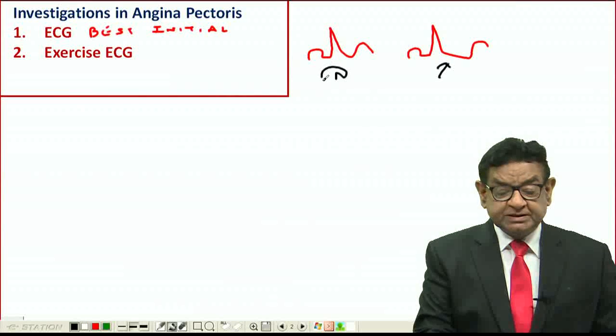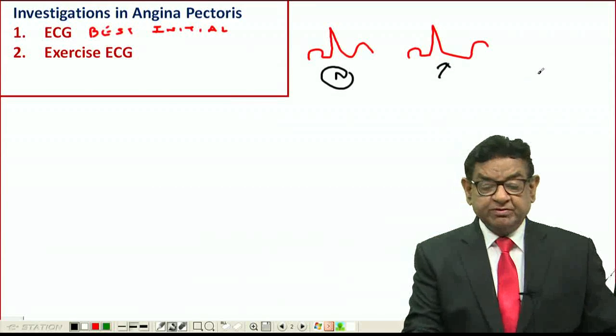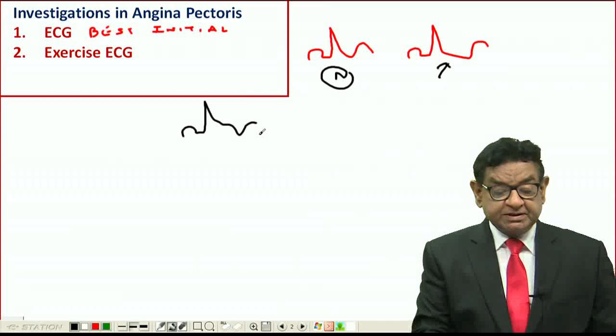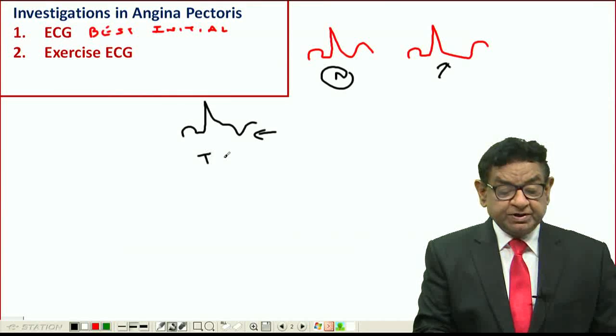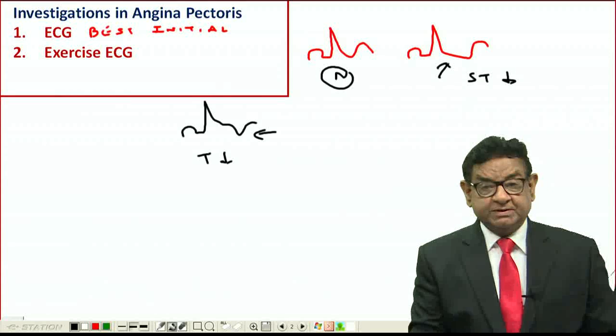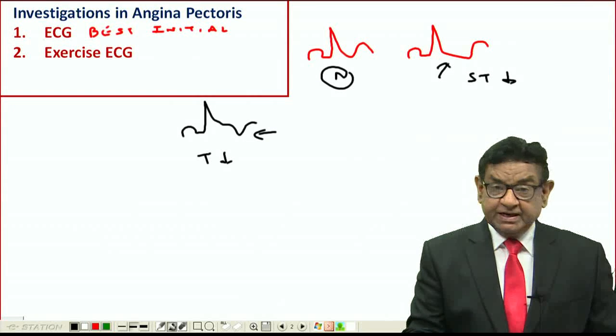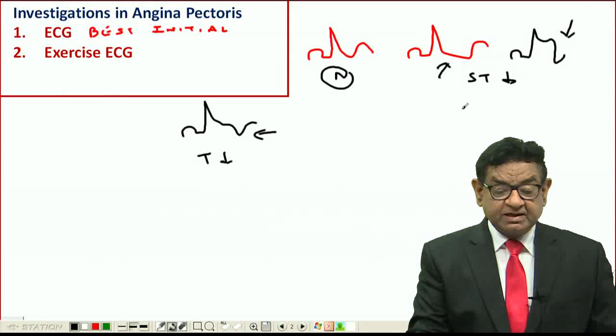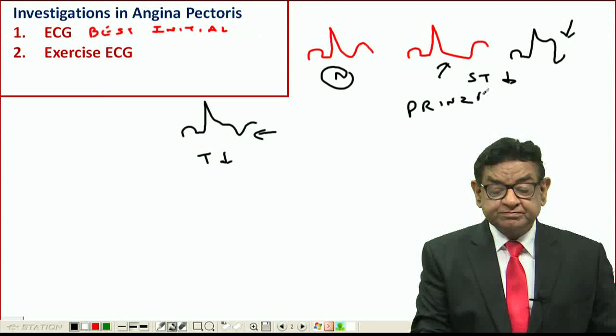This is a normal ECG. At times, we may just get non-specific changes, maybe T-wave inversion. This is the T-wave inversion, and this was ST segment depression. And very interestingly, sometimes we may even get ST segment elevation. This we classically get in case of Prinzmetal angina.